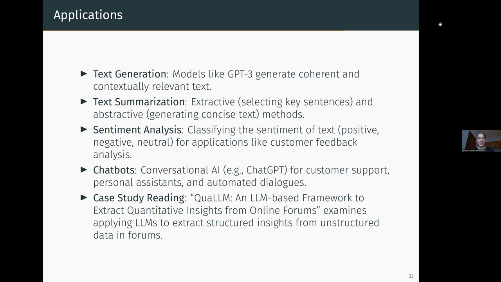They can do easy sentiment analysis without having to put in a dictionary. So we can just select, is this a happy sentence or a not happy one? And they can do chatbots, etc. A good case study is this one on Qual, where people use LLMs to extract quantitative insight from online forums. And they are very, very good with large amounts of unstructured data, things like tweets that have different lengths, etc.